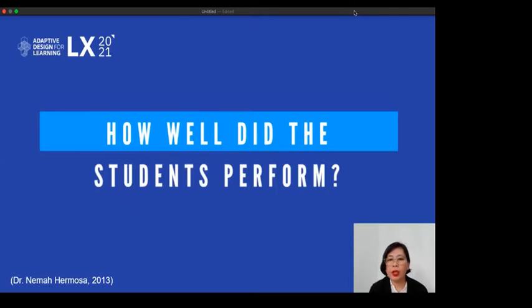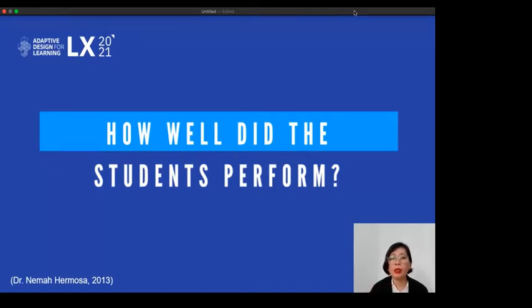Fourth question is, how well do the students perform? This is where the rubric comes in. There are 2 sub-questions here. Number 1, how well should most students perform? So the answer to this question is the cut score or the passing score.